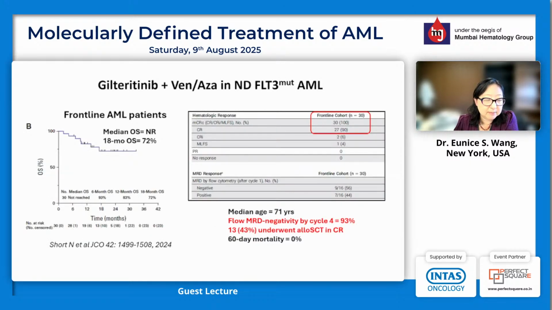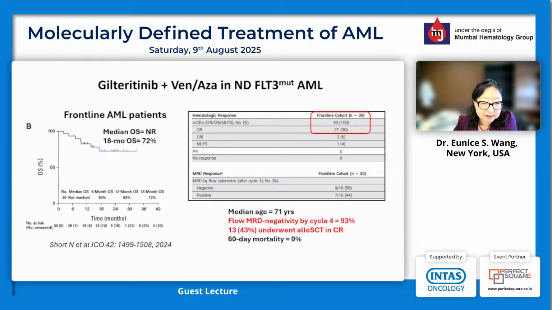Looking at a specific regimen, this is the combination of gilteritinib, again, a second generation type inhibitor blocking both FLT3 ITD and TKD, in combination with Ven/Aza in newly diagnosed older unfit patients with FLT3 mutant disease. And you can see here that the CR rate is 90%, about 100% had some evidence of clinical benefit from the combination of a FLT3 inhibitor and Ven/Aza, and about 56% of these patients had, after cycle 1, MRD negativity. By 4 cycles of therapy, 93% of these patients were actually MRD negative.